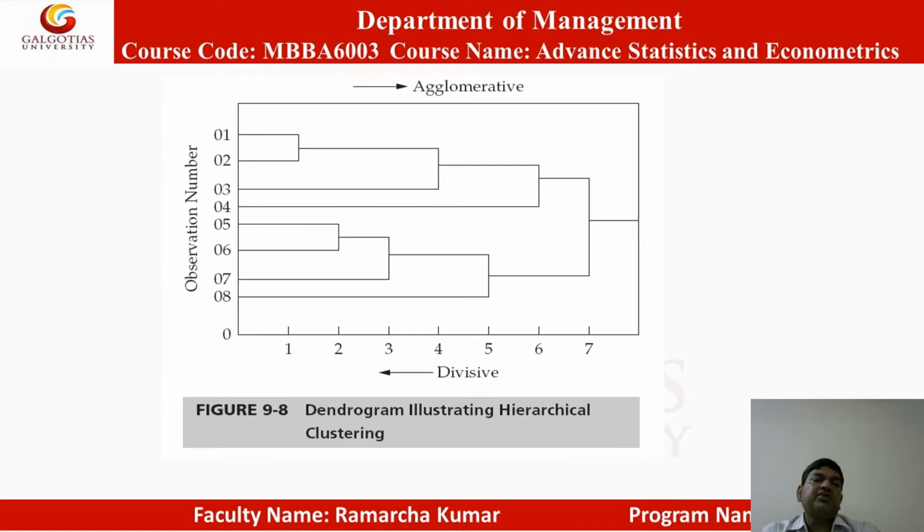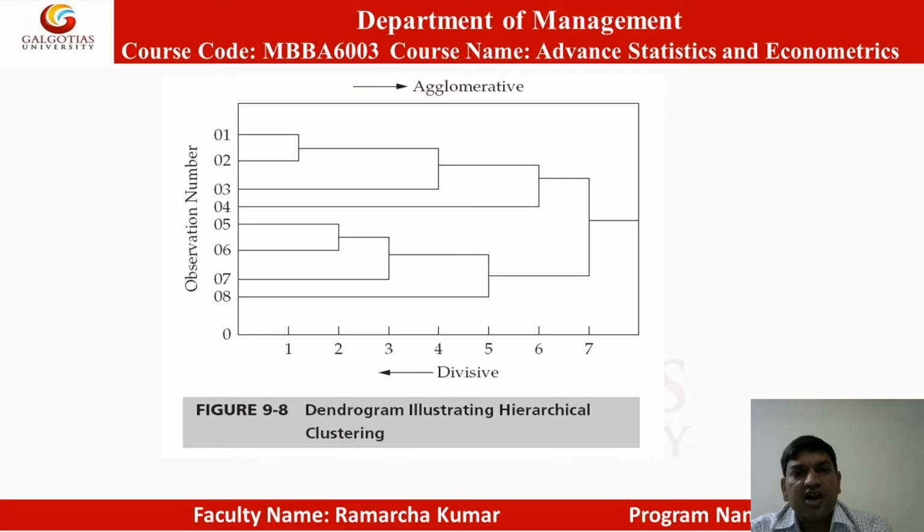In agglomerative, we begin with each observation as its own cluster. So if there are 100 observations, we have 100 clusters, and we keep adding the two clusters which are closest to each other, and one by one we will ultimately reach one cluster. So we begin with a large number of clusters, each observation is a cluster itself. In the divisive method, we begin the process otherwise. We begin with all observations in one cluster, then divide it into two, then three, then four.